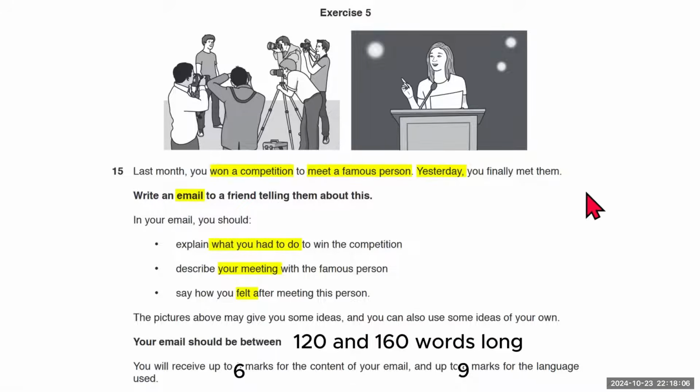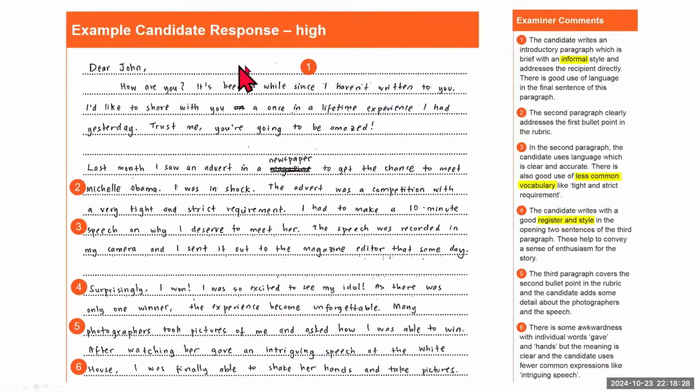So here I've highlighted the keywords for you. You won a competition to meet a famous person, and yesterday you met them. So write an email in which you explain what you had to do to win the competition, describe your meeting with this famous person and what you felt afterwards. Here is an example candidate response. I'm going to read it to you.